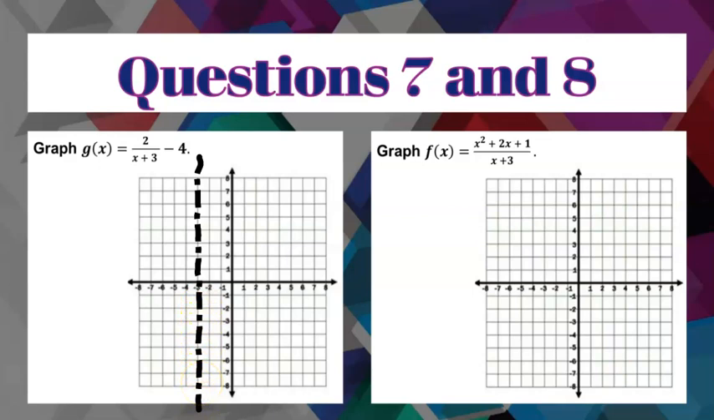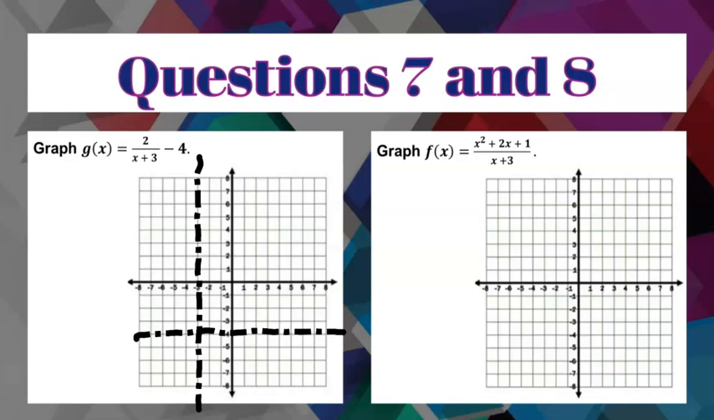And then my horizontal one is my k, which is a -4, so it went down 4. So those are my asymptote lines. Now I'm just going to use points on each side of my vertical asymptote to plot some points so I can draw my graph here.